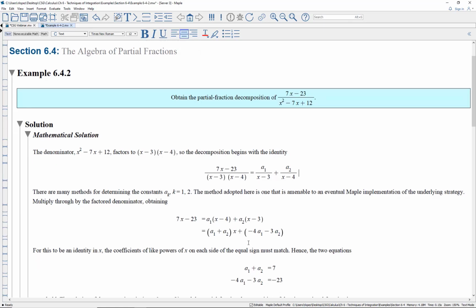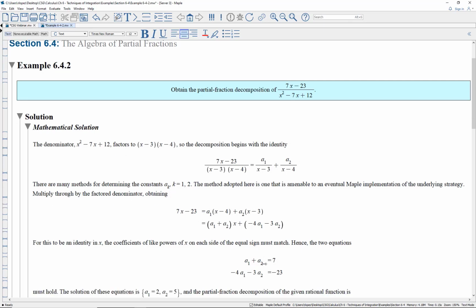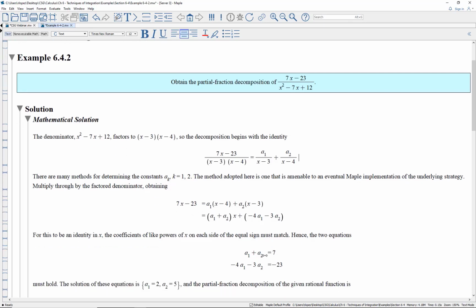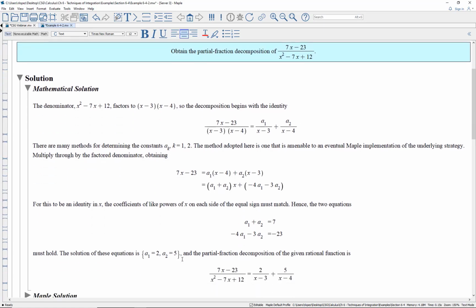And now you have to match coefficients. 7 must match a1 plus a2 because this is an identity. And x to the 0 matches minus 23. Two equations and two unknowns. You have to solve those. So you have some way of solving those two equations. Here is the solution. So now you can write down the decomposition.